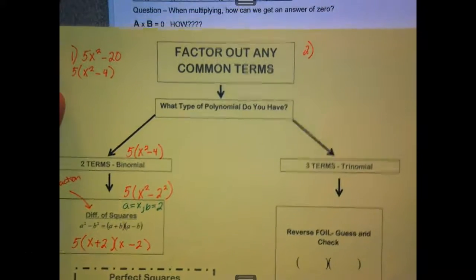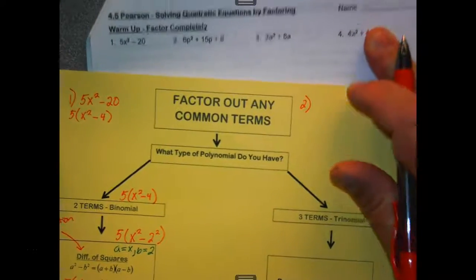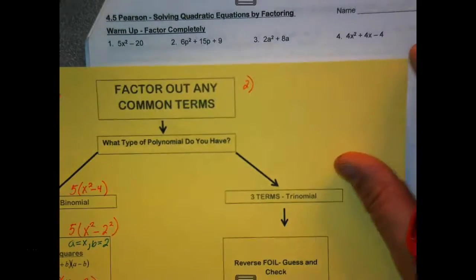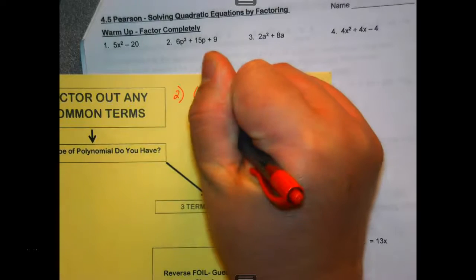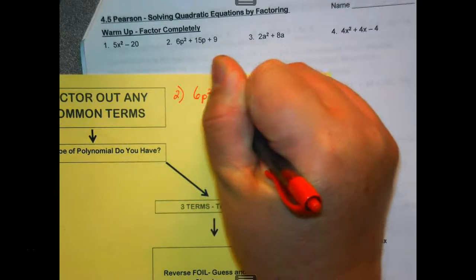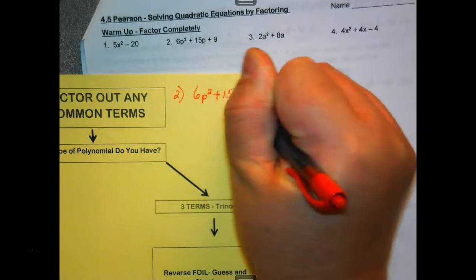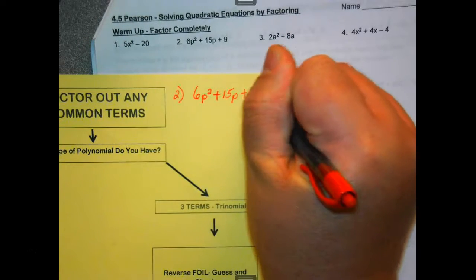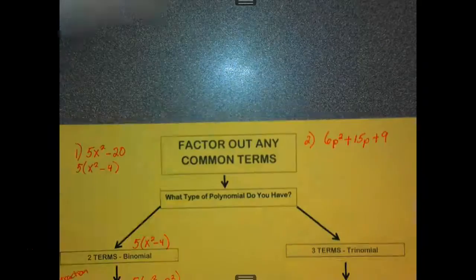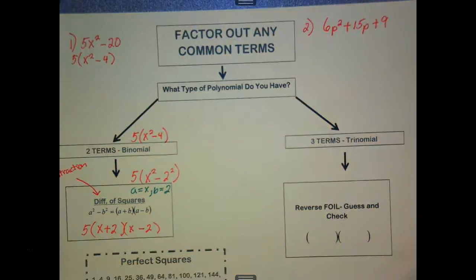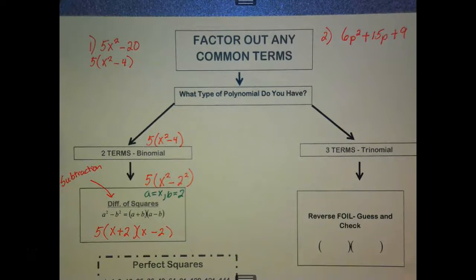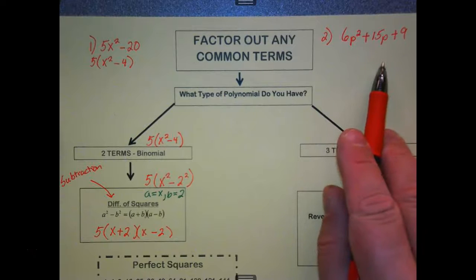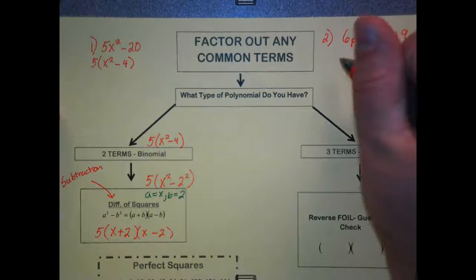All right, number 2 is 6p squared plus 15p plus 9. Okay, let's do our flow chart. And I factor out any common terms. Anything I can factor out? I can factor out a 3.